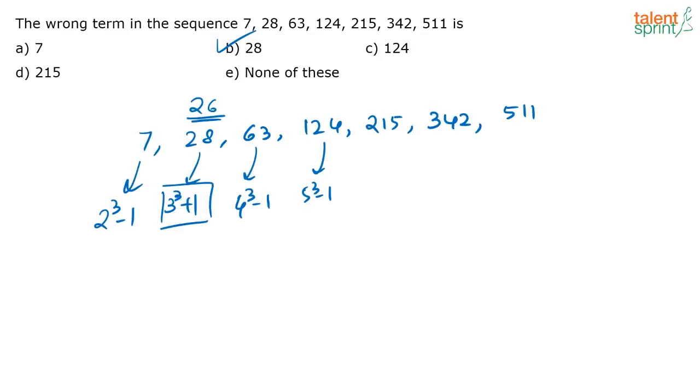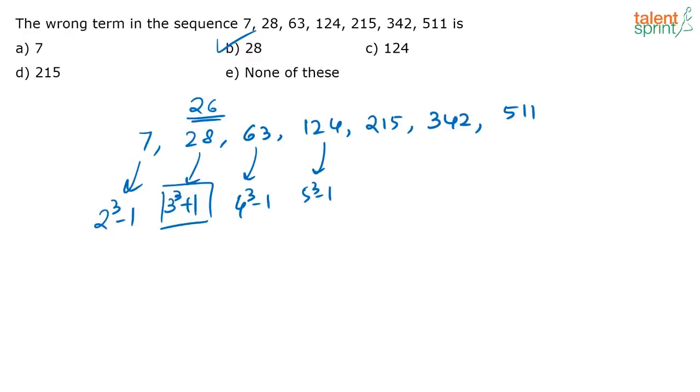Now since we have done a series like this previously, when you look at the numbers 7, 28, 63, 124, all of these numbers are closer to cubes of numbers. So you just cross check again, you will get 2 cube minus 1 is 7. Similarly, 4 cube minus 1 is 63 and so on.